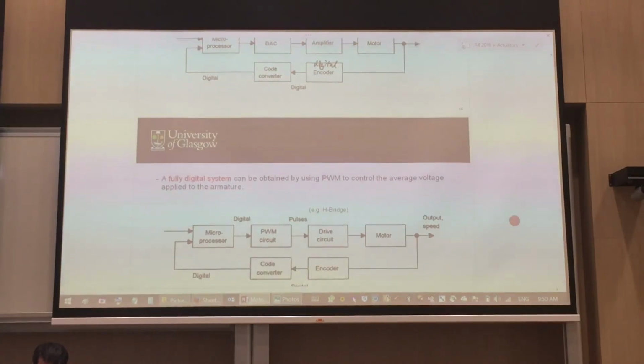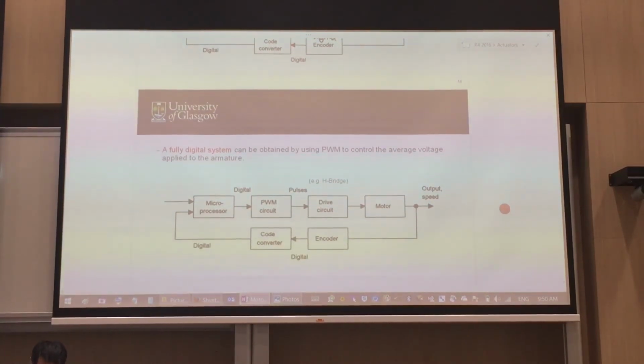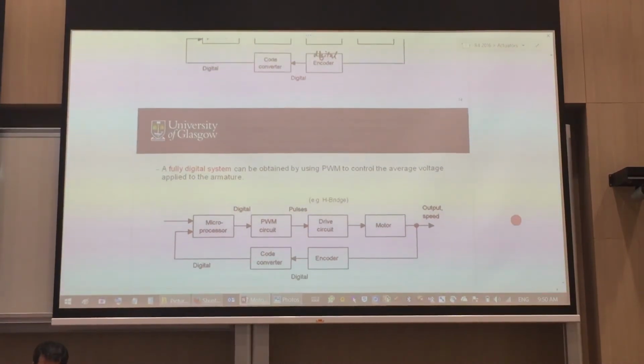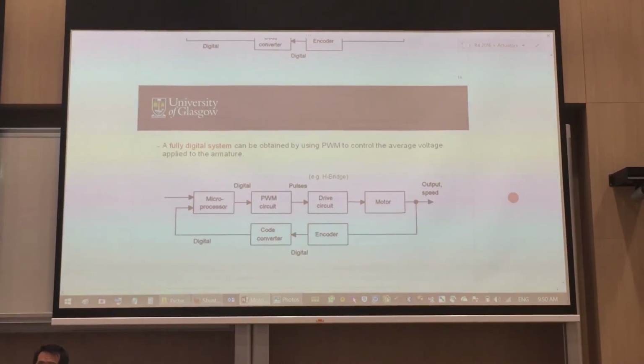How about the other part over here? So you have the encoder and the converter, all seems good. I have this DAC converter over here to convert the signal from the microprocessor into an analog signal so as to drive my motor. So now you have learned that I can replace it using PWM.